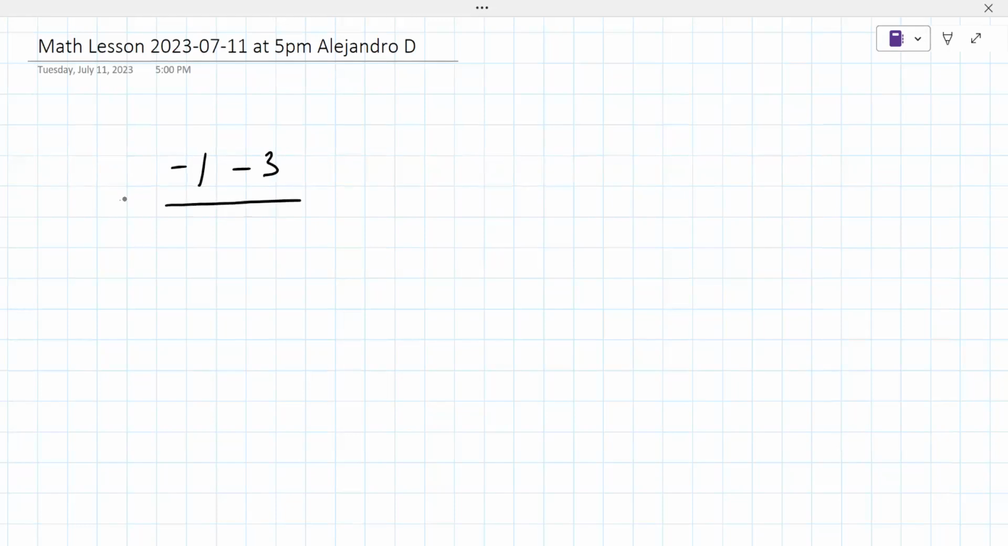1 minus 3 over -8 plus 4. Could you simplify this for me, please? Kind of a warm-up question here.